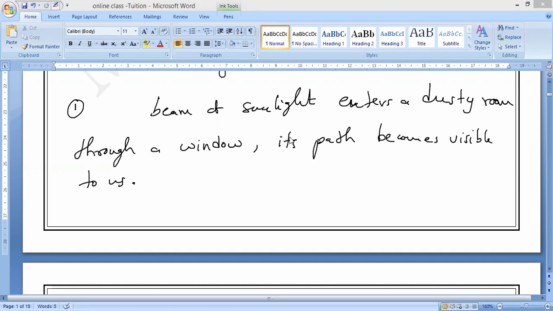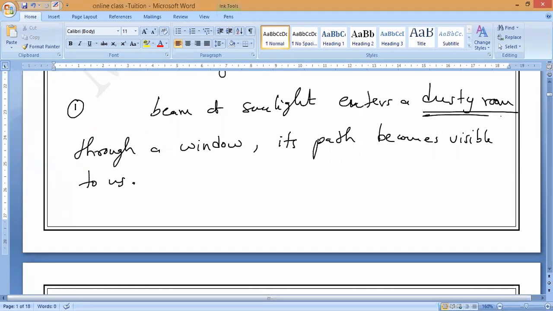Because the dust particles randomly scatter the light into our eyes, sir. A dusty room contains what? Suspended particles of dust. So these particles will scatter the light in all directions randomly. That is what we call the Tyndall effect. Understand? Tyndall effect. This is the first example.